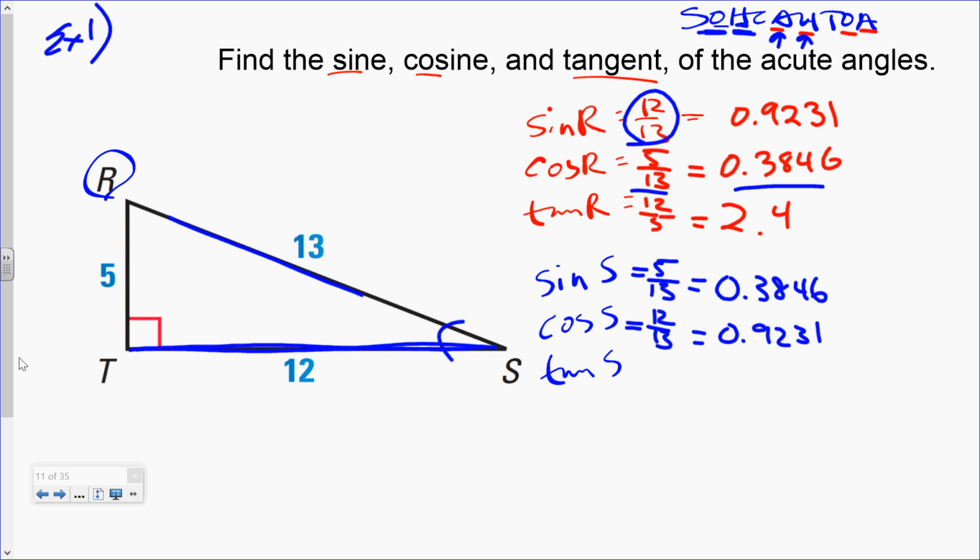And last but not least is tangent of S. Tangent of S is opposite over adjacent. That's going to be 5 over 12. Notice how it's the reciprocal of the previous tangent. You flip it. Instead of 12 over 5 it becomes 5 over 12. Anybody with a calc? 0 point what? Got you. So far, so good.